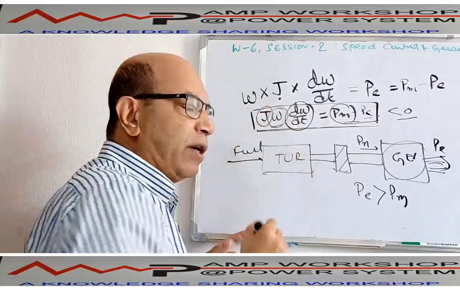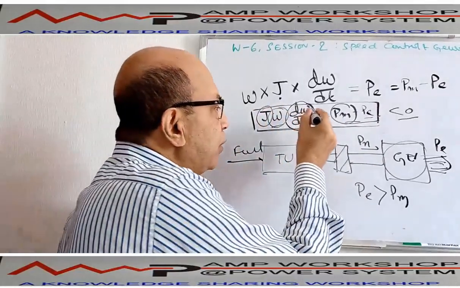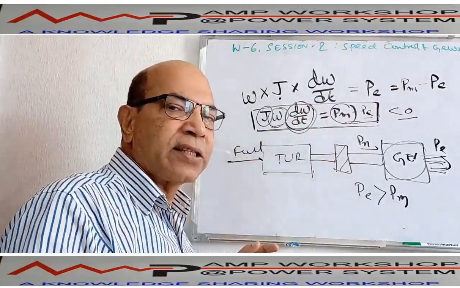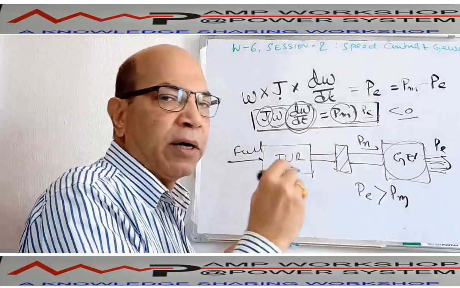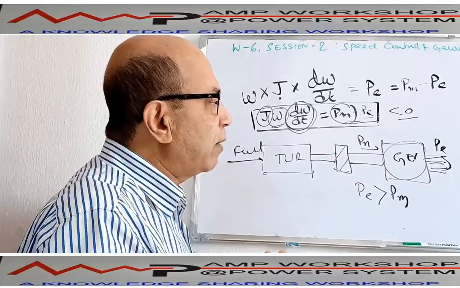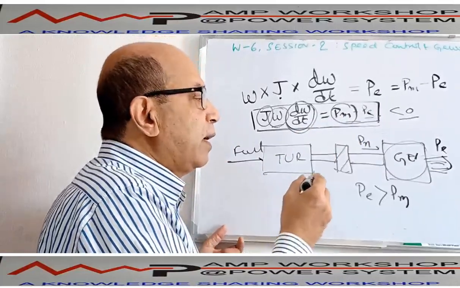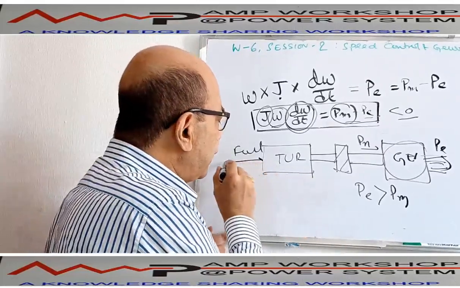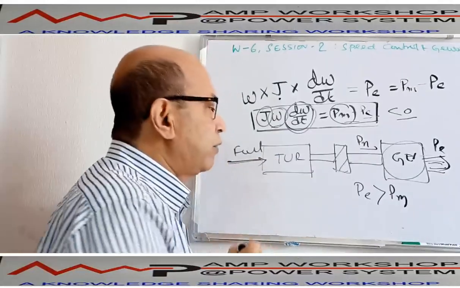J cannot be the moment of inertia, it cannot be negative. So this d omega dt immediately becomes negative, which means the machine will be decelerated, and the speed will drop down. The moment the speed drops down, what will happen? You have to increase the speed. How can you increase the speed? You can increase the speed by giving more fuel to the turbine.